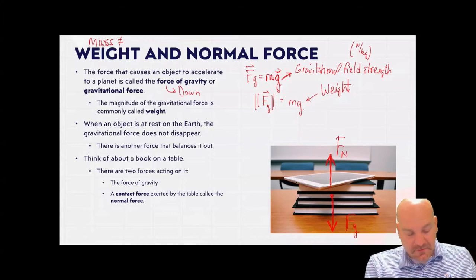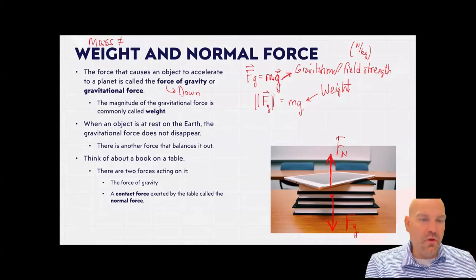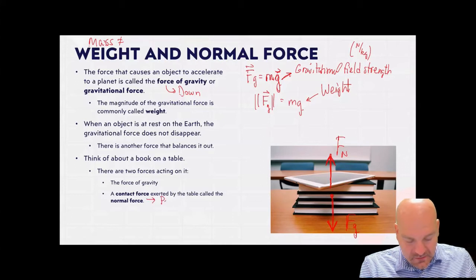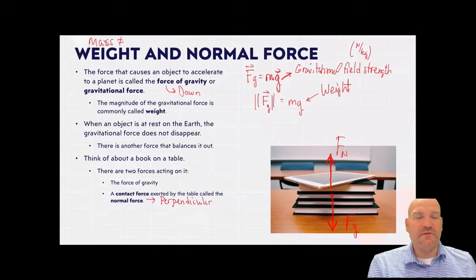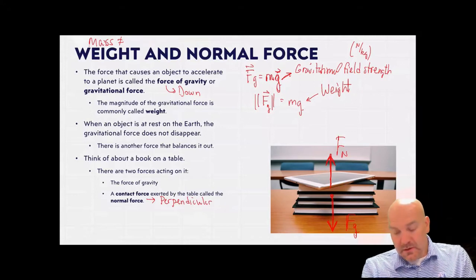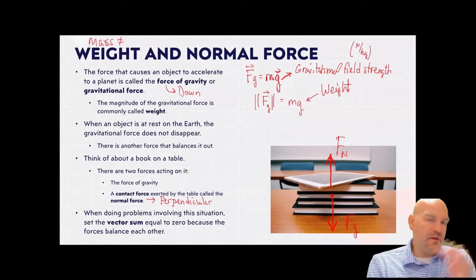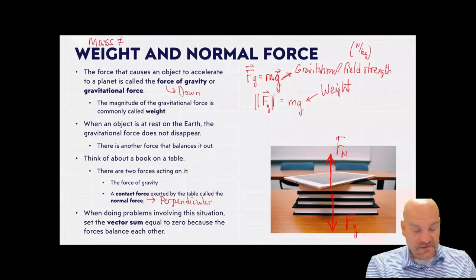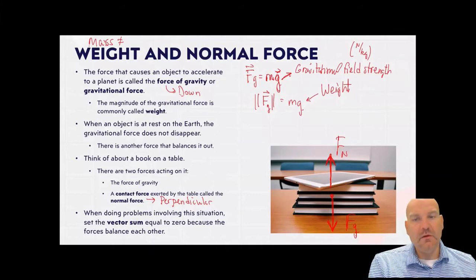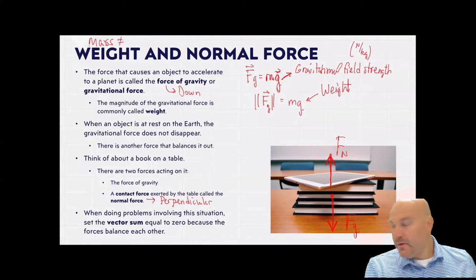One thing to note is that normal mathematically means perpendicular, so it's always going to be perpendicular to the surface we're looking at. And when doing problems from here on out, you're going to look at the vector sum. For problems involving weight and normal force, you set the vector sum equal to 0 because these forces balance each other out. If they don't balance out, the book will fall through the table or fly off the table, depending on which one is greater.